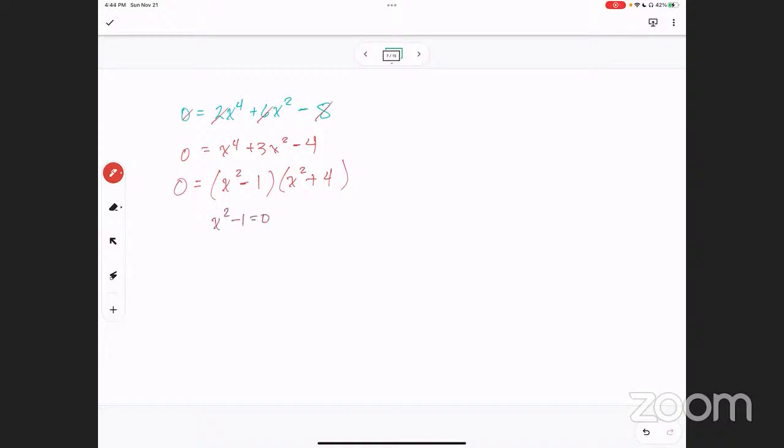Okay, so x squared minus 1 for each factor. X squared minus 1 equals 0 and x squared plus 4 equals 0. Now what? So then you subtract 4 on each side. X squared equals -4. Square root that. Okay. What do I get?